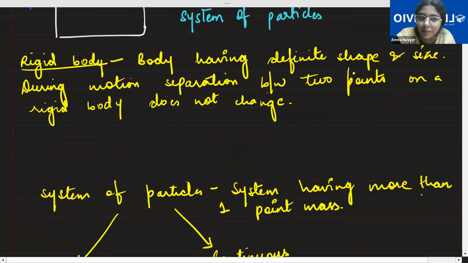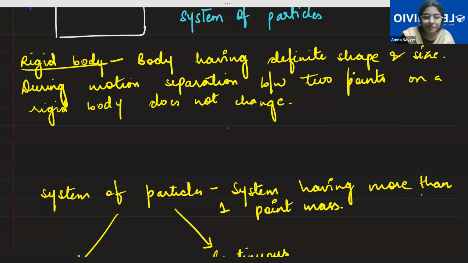Now, what's a rigid body? A body having a definite shape and size, and during motion, the separation between the points does not change. This means that if we have, okay, and there is separation, let's say two particles are there.